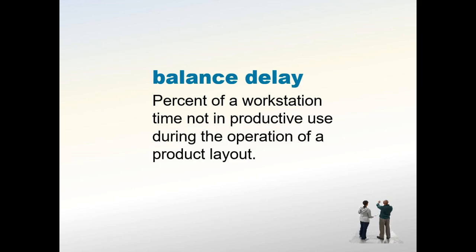However, even if efficiency is high and balance delay is low for some layout, there is still not a guarantee that these are the best values that can be achieved in that scenario. So to explore this, we can calculate the theoretical minimum number of workstations as quickly from the same data. So theoretical minimum number of workstations equals the sum of the task times divided by cycle time.